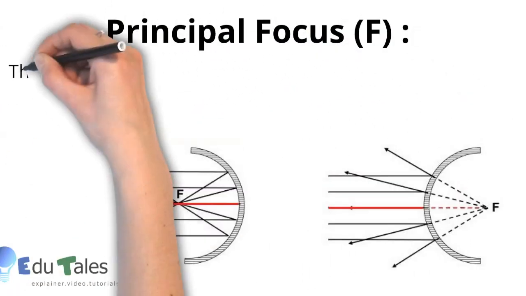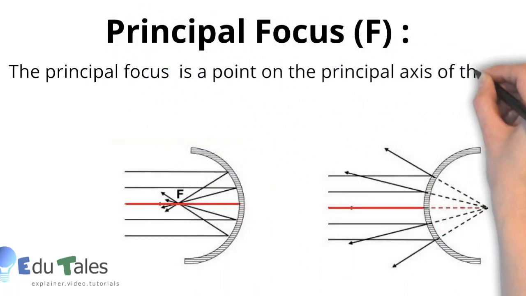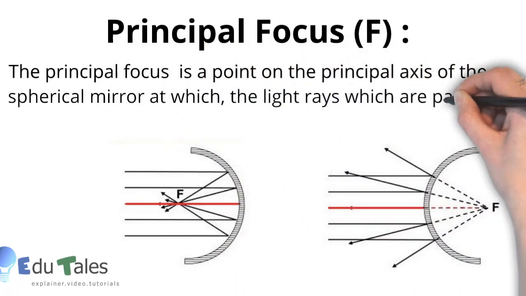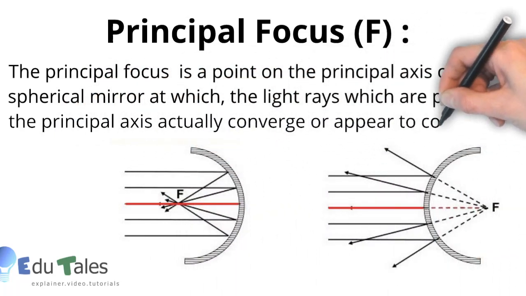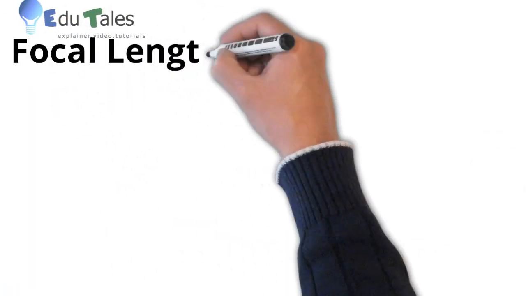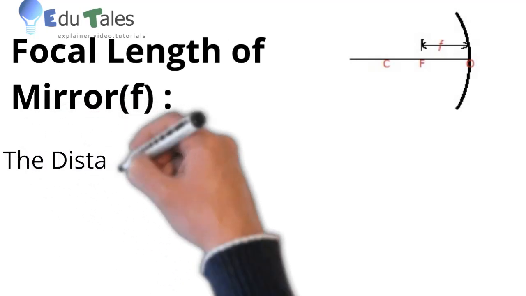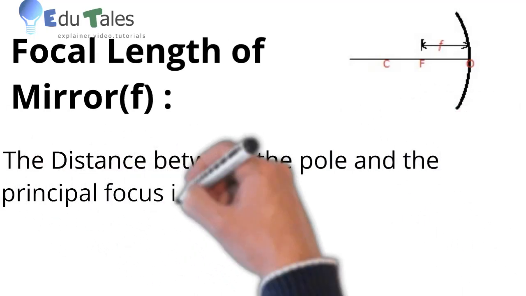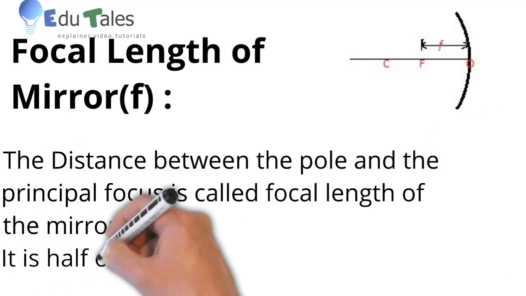Principal focus F. It is a point on the principal axis of a spherical mirror at which the light rays which are parallel to the principal axis actually converge or appear to converge after reflection. Focal length of a mirror, also represented as f. The distance between the pole and the principal focus is called focal length of the mirror. It is half the radius of curvature.